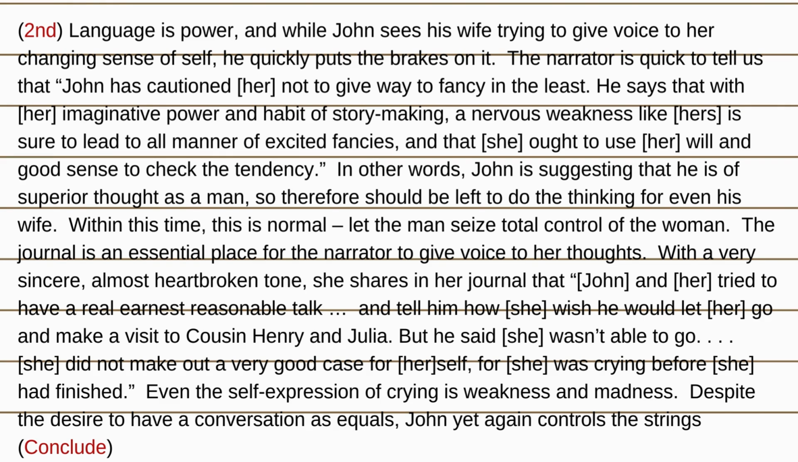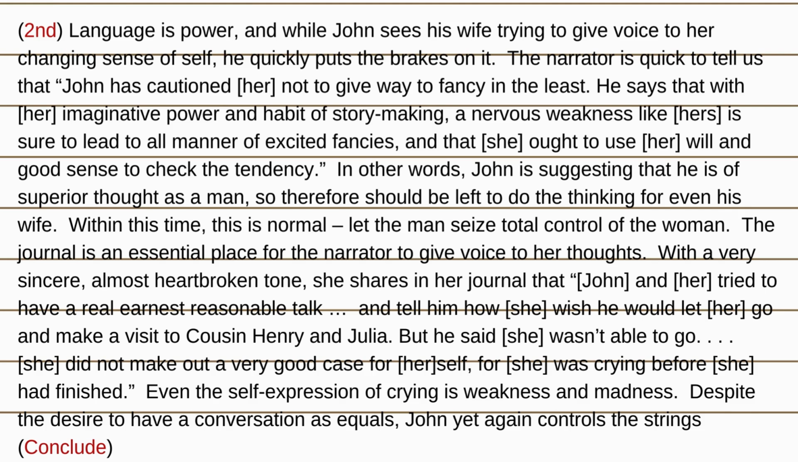The journal is an essential place for the narrator to give voice to her thoughts. With a very sincere, almost heartbreaking tone, she shares in her journal that John and she tried to have a real earnest, reasonable talk and tell him how she wished he would let her go and make a visit to cousin Henry and Julia. But he said she wasn't able to go. She did not make out a very good case for herself, for she was crying before she had finished. Even the self-expression of crying is weakness and madness. Despite the desire to have a conversation as equals, John yet again controls the strings, right?